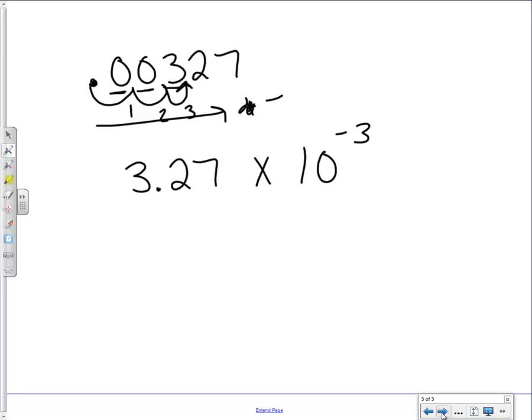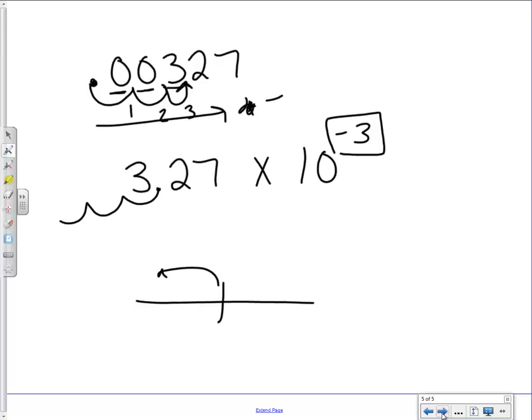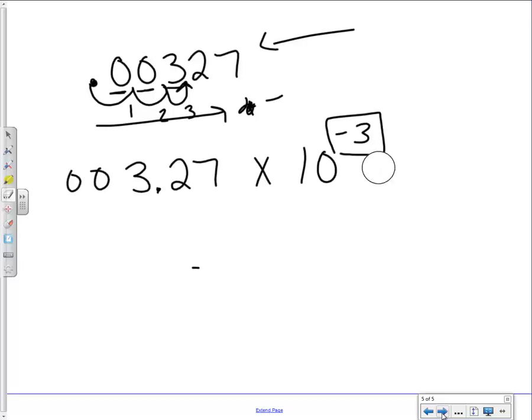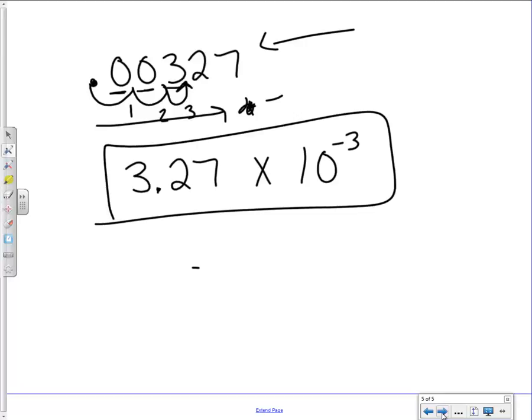Why does this work? Because when I look at this problem as my final answer and I say I have scientific notation, the rule for scientific notation is look at my exponent and do exactly what it tells me. And it says move 3 in the negative direction. On a number line, this way is negative. So if I go 1, 2, 3 in the negative direction, I ended up with exactly what I started with. Okay, so that's why this does work. Okay, but I want you to see that 3.27 times 10 to the -3 is my final answer.